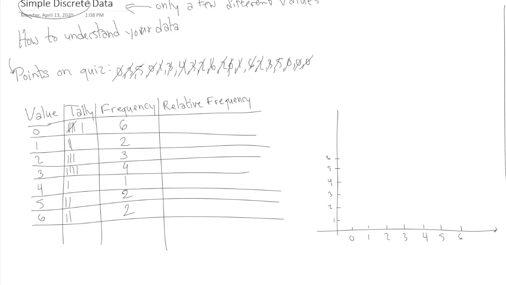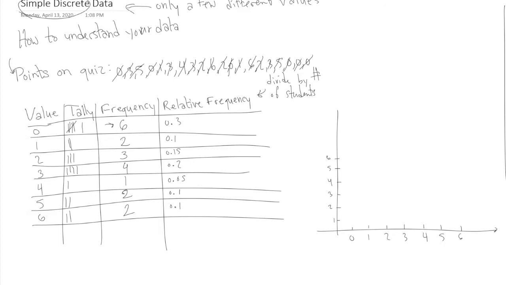Relative frequency, all that we're going to do to get relative frequency is divide by the number of students. You can think of this as like a percentage of students who got that score. I made this so that there were 20 students total. So 6 students got a 0, so the relative frequency is 6 over 20, the decimal is 0.3. And I can just fill in the rest of these: 0.1, 0.15, 0.2, 0.05, 0.1, 0.1.